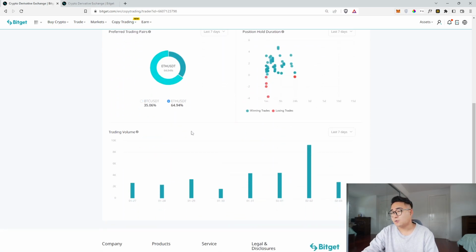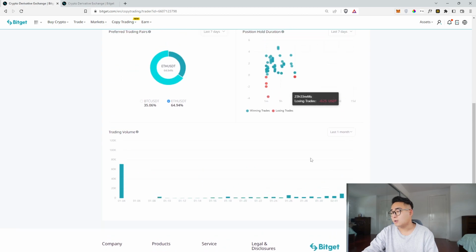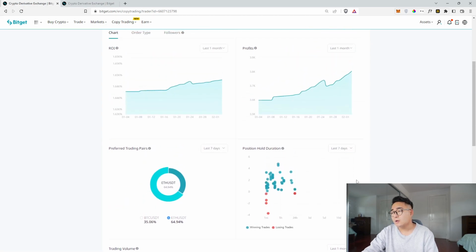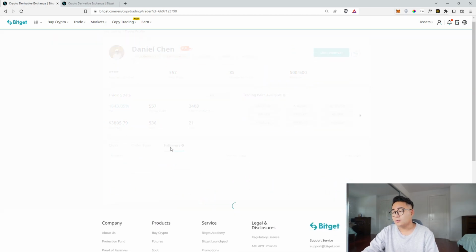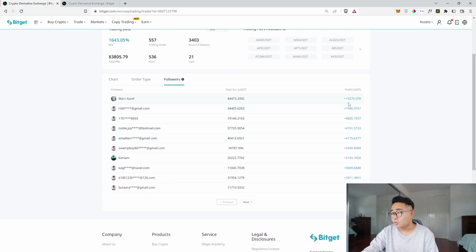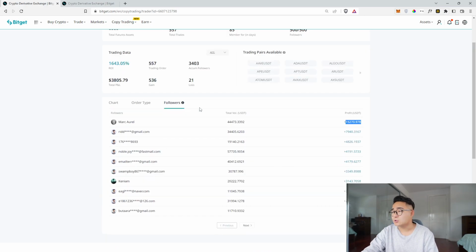And there's a good split across the BTC and Ethereum. Looking at the last 1 month, he does have some pretty steady trading, which is good. His followers are making good money. This guy's made $15,000, which is great, having only risked 44,000, so that's a pretty good return actually.